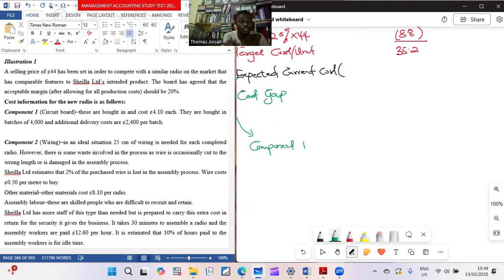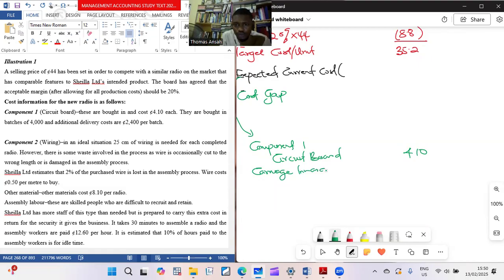And how much are we going to incur from component one? It says component one are circuit boards, and they are brought in and cost 4.1 each. So we are talking about circuit boards, which will be coming in at 4.10. They are bought in batches of 4,000, and additional costs are 2,400 per batch. So how much will that be per one? That is carriage inwards, if you are bringing it in.